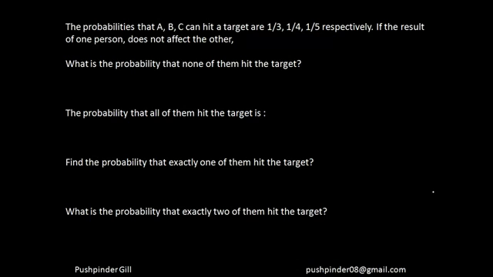All right, so the probability that A, B and C can hit a target is 1 by 3, 1 by 4 and 1 by 5 respectively.